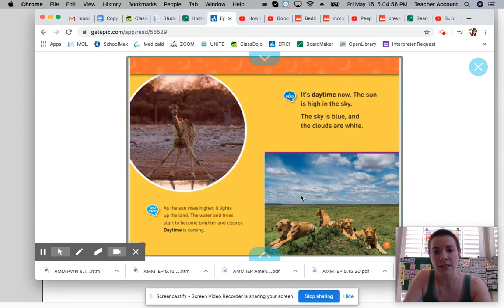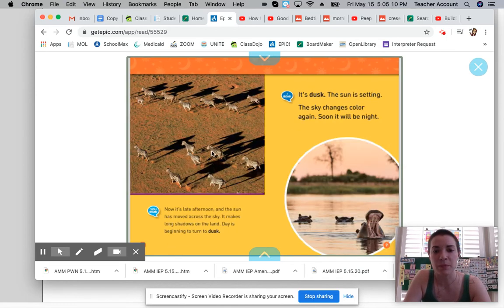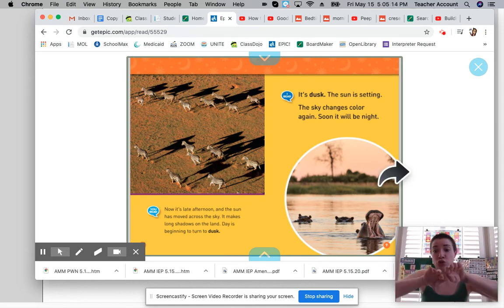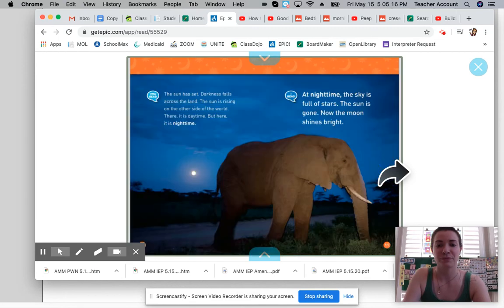Look, we can see some animals during the day. The sun is out, it is nice and bright. We can see some lions and a giraffe. This is what they look like, what they're doing during the day. They're out and about. The zebras are running. The hippopotamus is swimming. Oh, but wait a minute. It's nighttime. And we know that because look, we can see the moon.